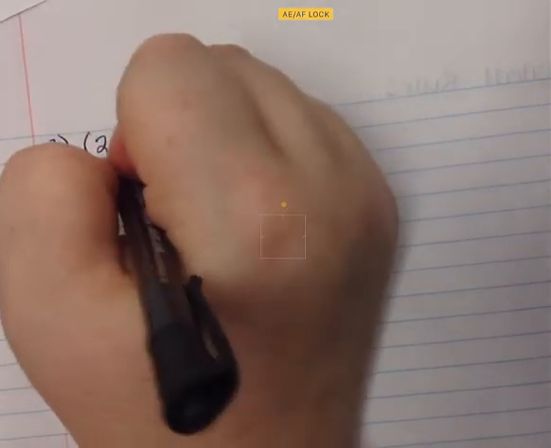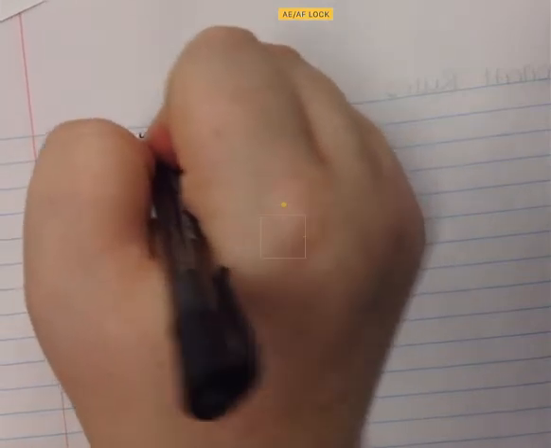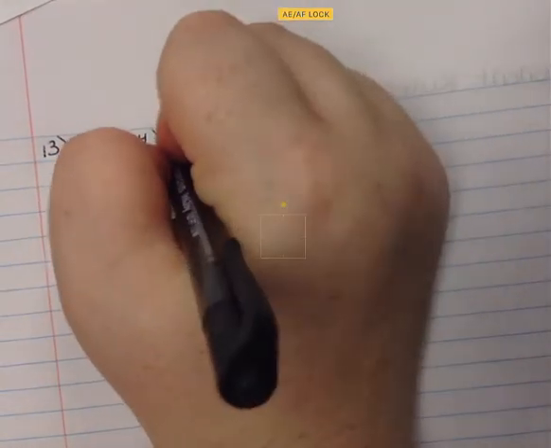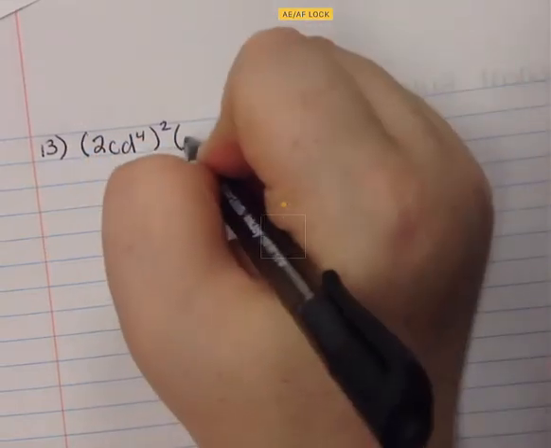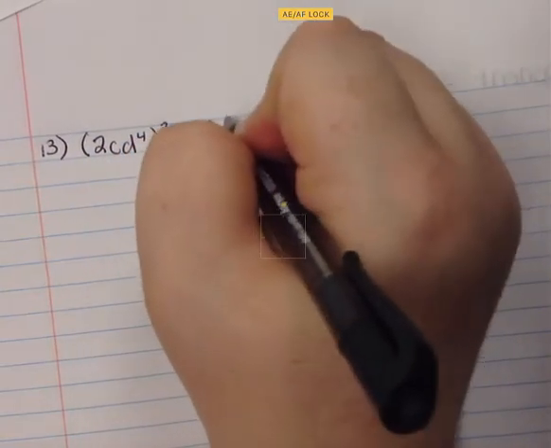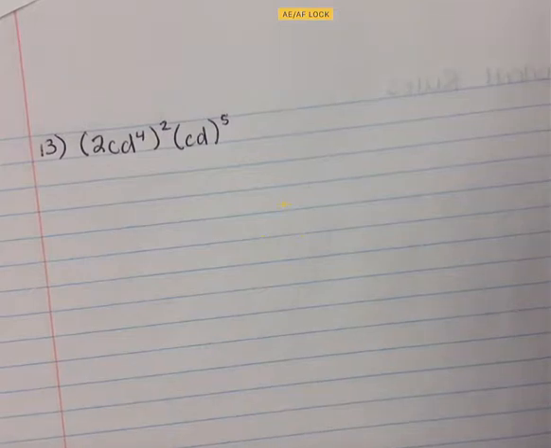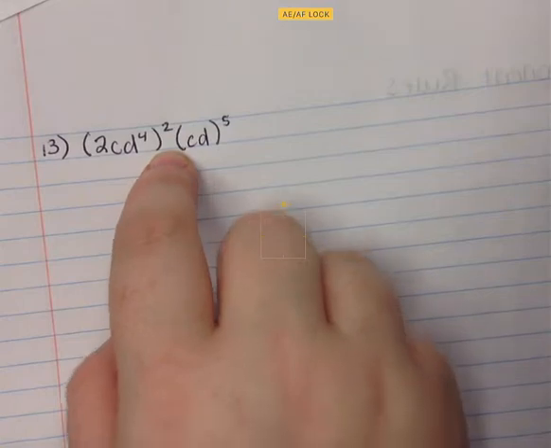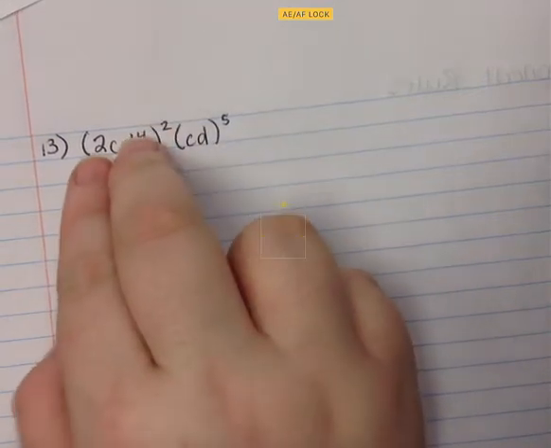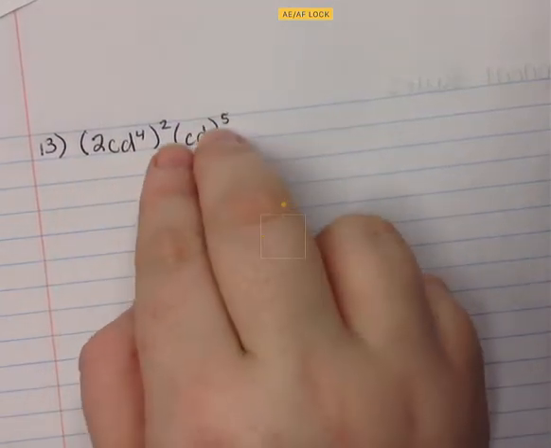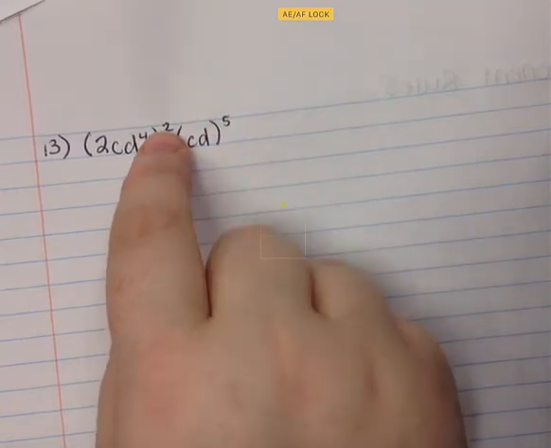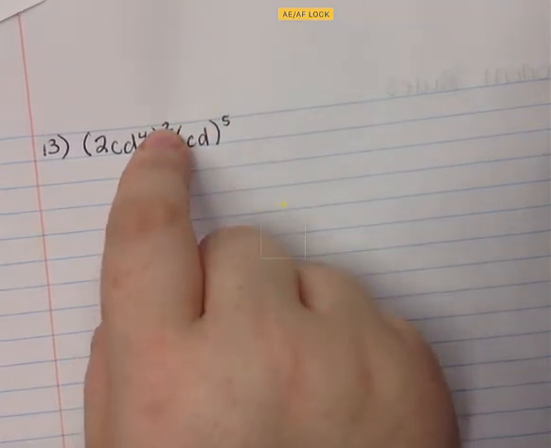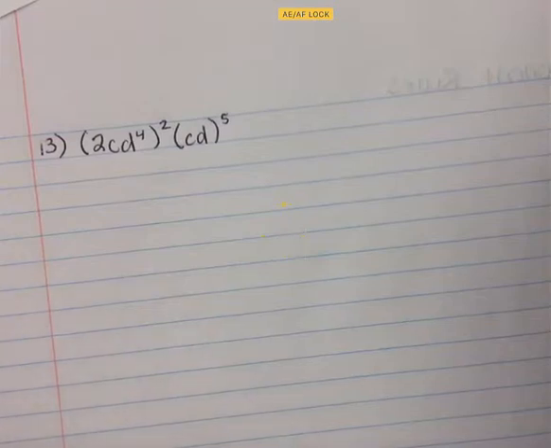Number 13, I'm going to put it up here, was parentheses 2c d to the 4th, parentheses all that raised to the 2nd power, then times, so parentheses c d, close parentheses, raised to the 5th power. I want to make sure that I know that this is multiplication. I have an exponent on the outside of this first set of parentheses. I have an exponent on the outside of the second set of parentheses. So I got to make sure I do the expanded power rule.